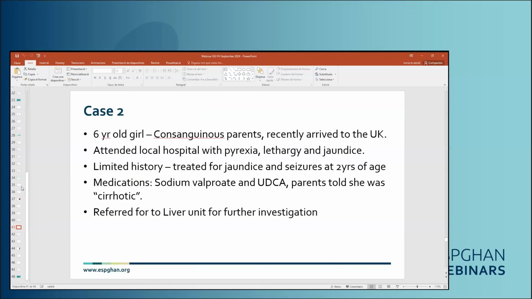But they arrived in the UK, and they went to their local hospital with a fever, lethargic, and jaundiced, and so they were sent to us for further investigation. So we're doing investigations from the ground up. Next slide, Maria, please.